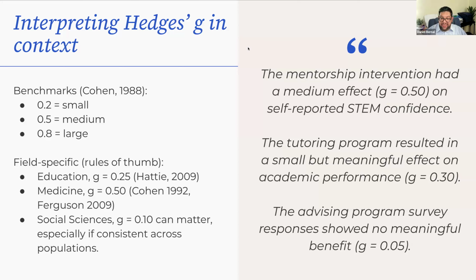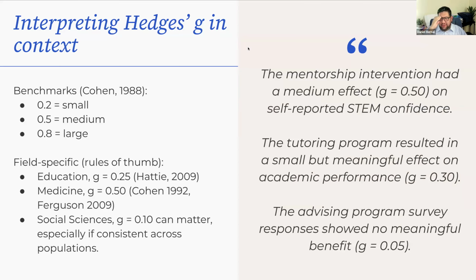In medicine, Cohen and Ferguson worked to establish that a baseline of 0.5 was more in that kind of meaningful range. Some social sciences might even say as low as 0.10 can matter. What you're looking for is consistency within that field. So everything is relative. That number really helps us compare the different differences that we're talking about.